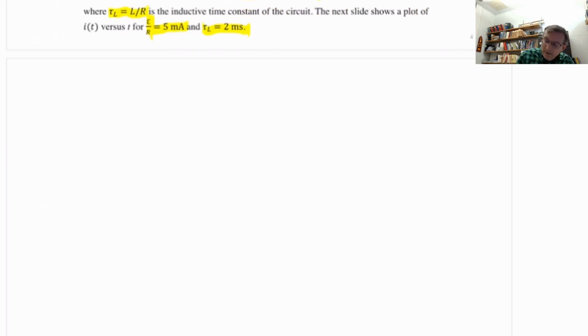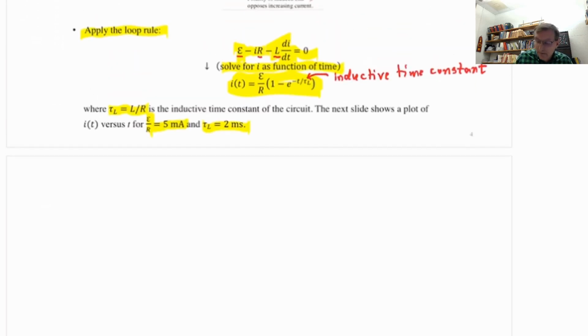Let me remind you, it looks like this up here. E minus IR minus L di dt equals 0. And let me rearrange it and write it like this. L times di dt equals curly E minus IR. Let me factor an R out front. Then I have curly E over R minus I.